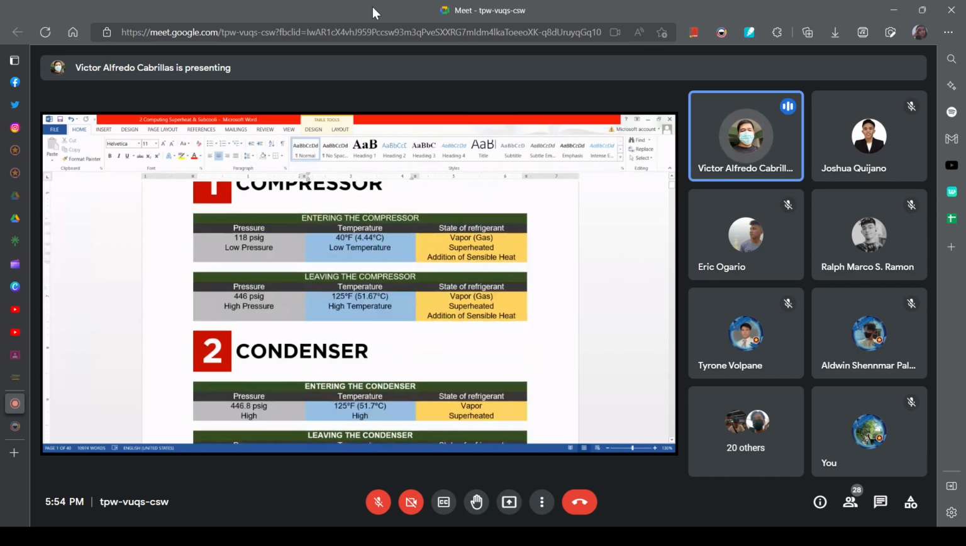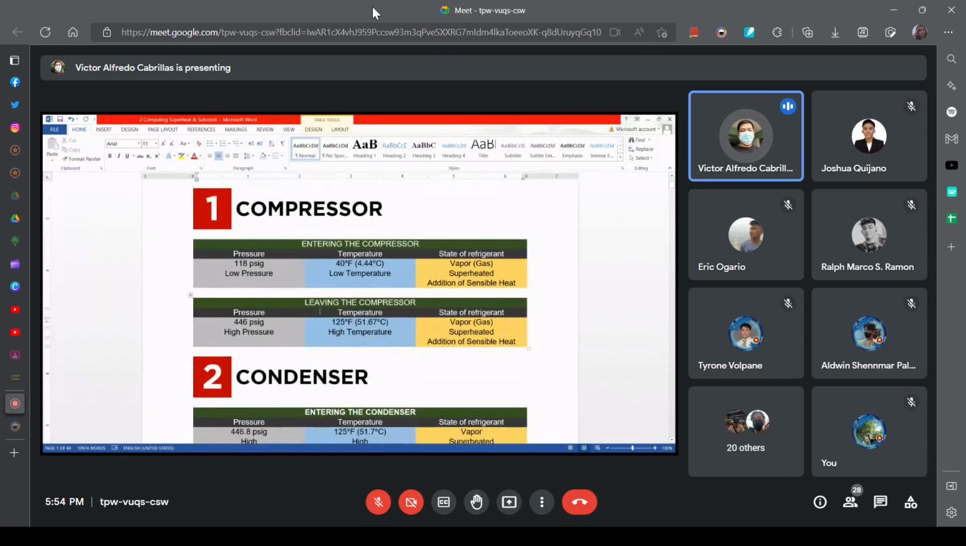Okay. So during the exit in the compressor, mataas na po yung pressure. So we estimate it at 446. Then the temperature also rises at about 125 degrees Fahrenheit, or convert it into Celsius, so 51. So high pressure, high temperature. So entering, low pressure, low temperature. Leaving, high pressure, high temperature. The state of refrigerant is still in its vapor state. Ayan, vapor state pa rin.